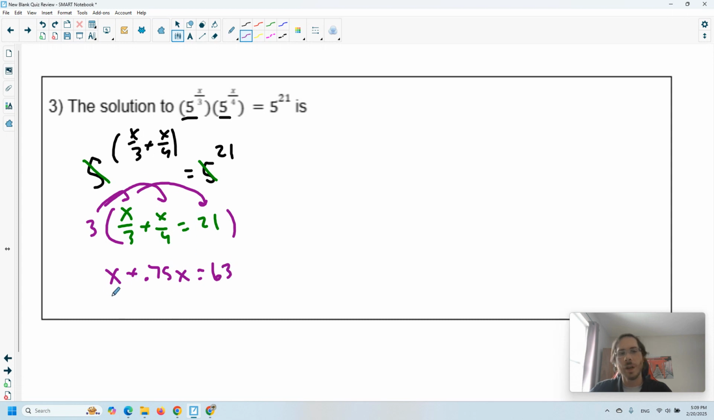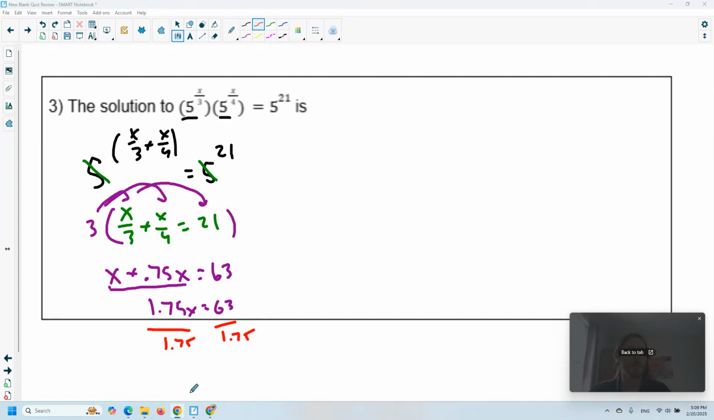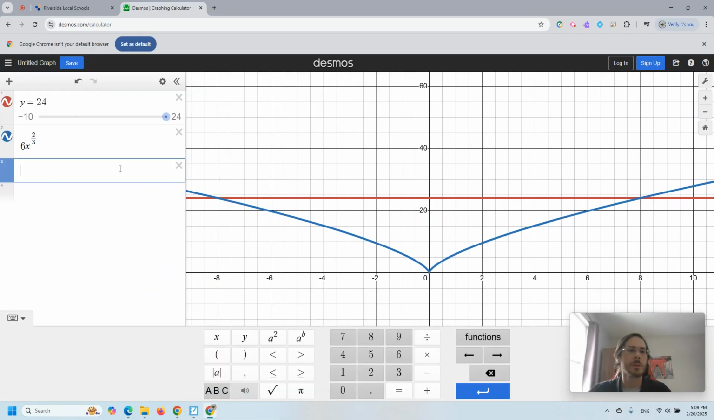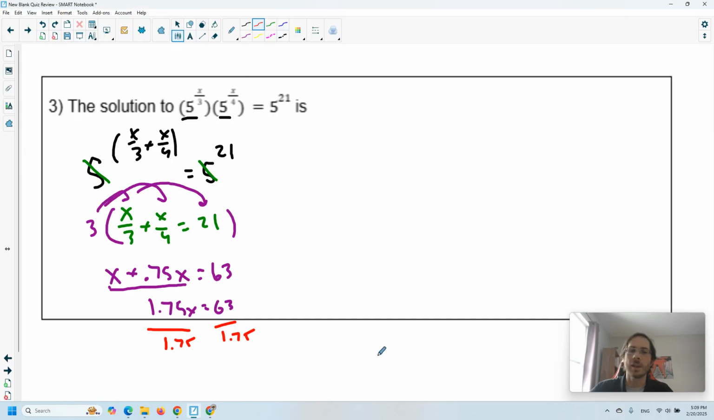So we're just solving for x. We'll combine our like terms. So 1.75x equals 63. So we combined our like terms. Here we're going to divide both sides by 1.75. And I don't really know 63 divided by 1.75, so I'm going to use my calculator to figure that out. So 63 over 1.75 gives me 36. So I get my answer.